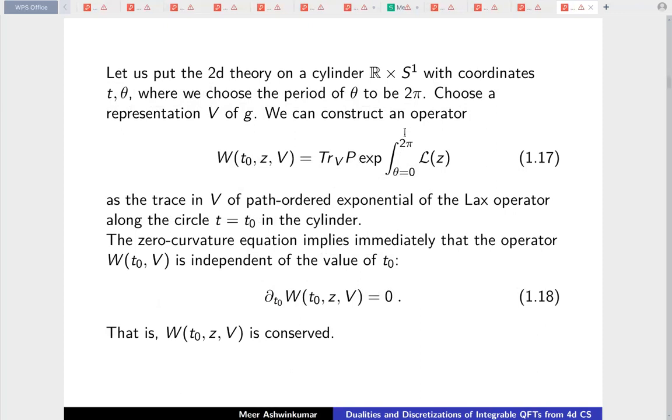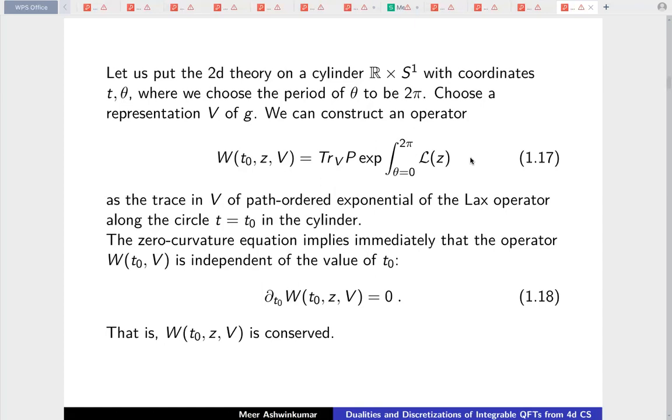So what we do here is we take the 2D theory on sigma, and we compactify sigma such that sigma becomes a cylinder. It becomes R cross S1. So the spatial direction is compactified, and then we can define this operator, which is the trace of the path-ordered exponential of the integral over the Lax operator.